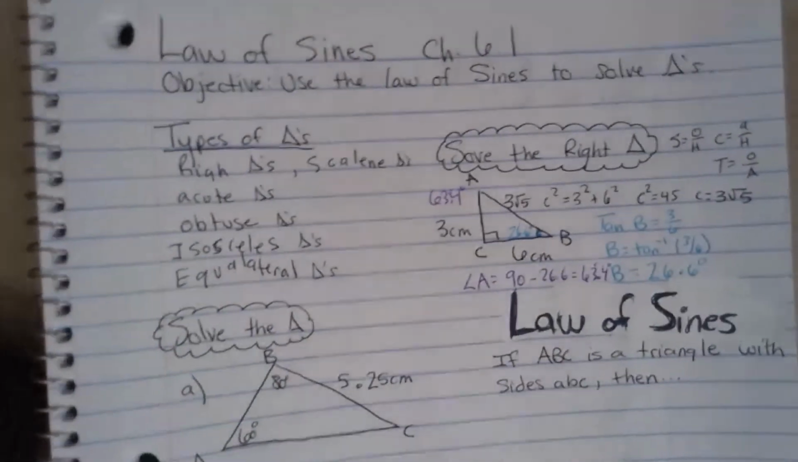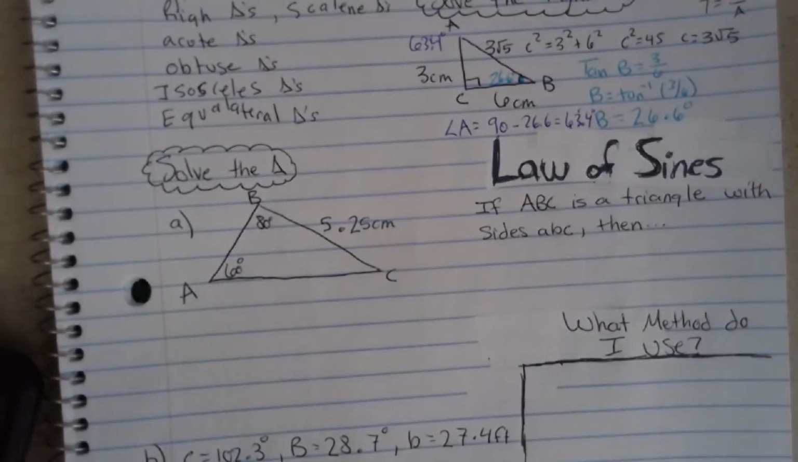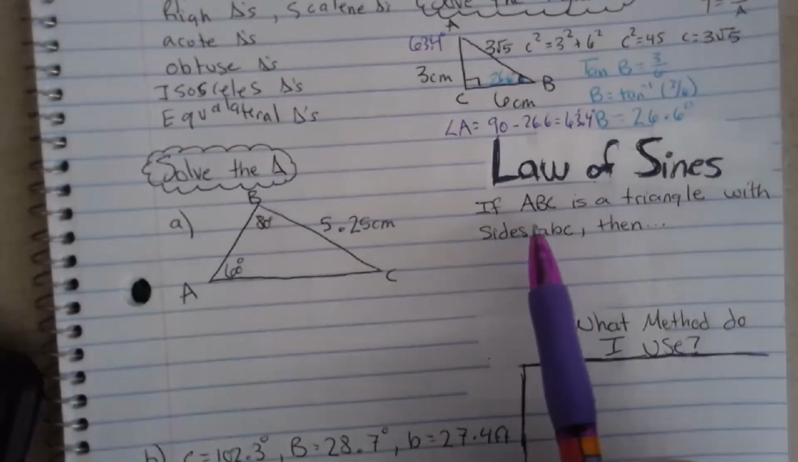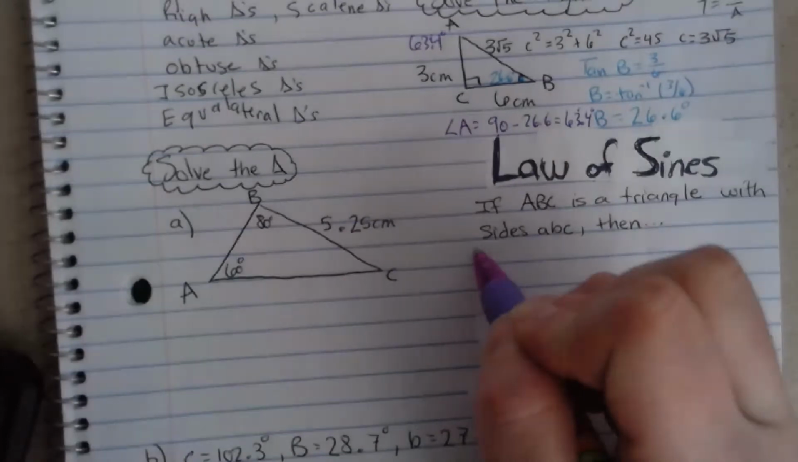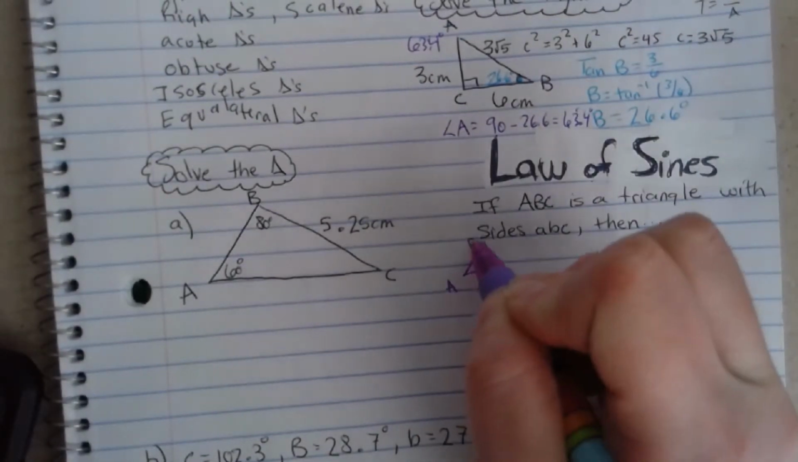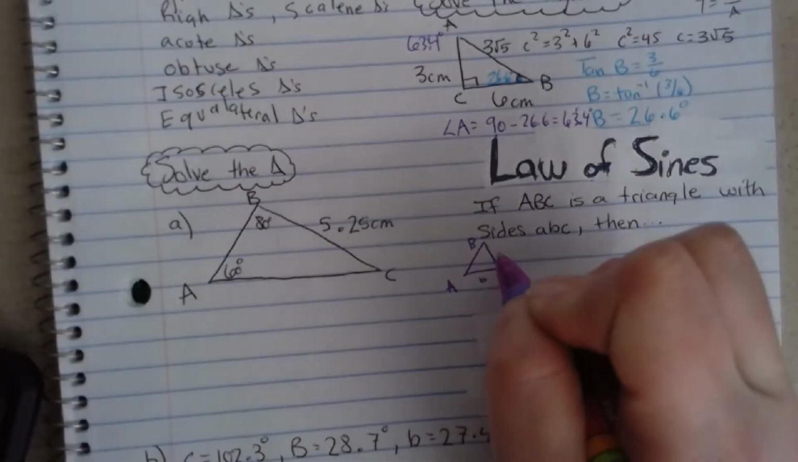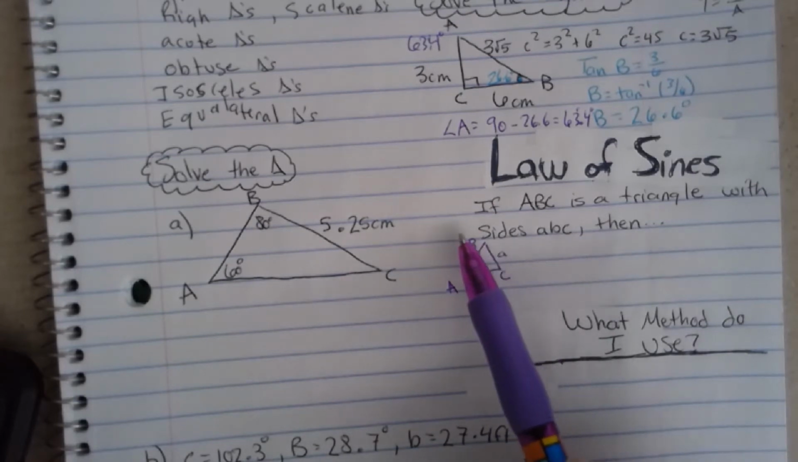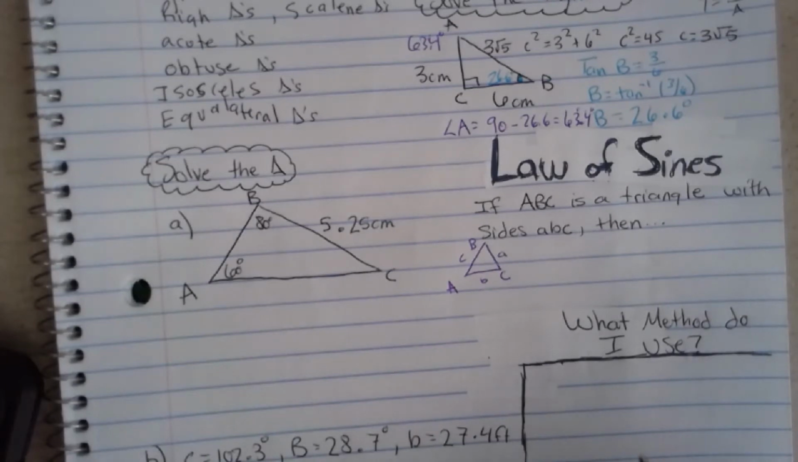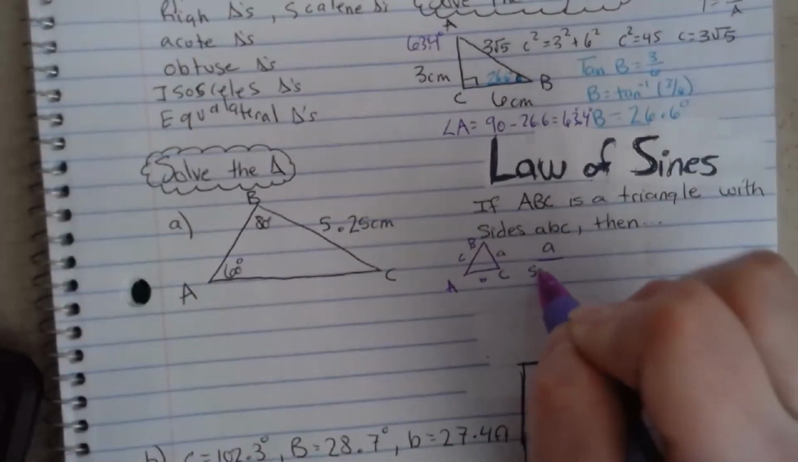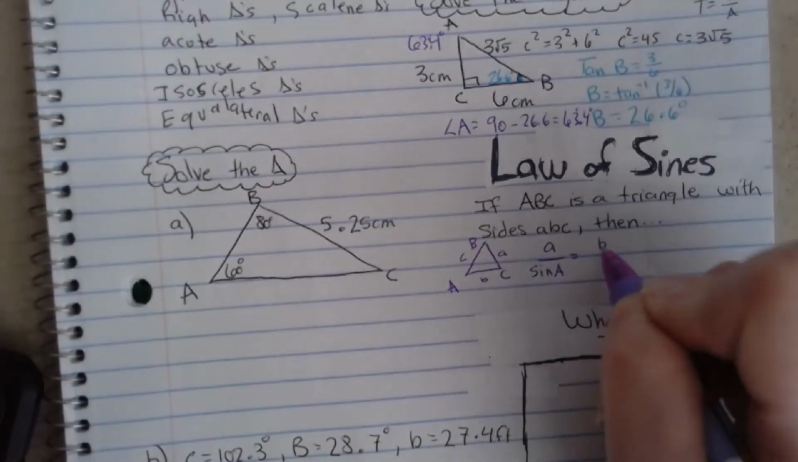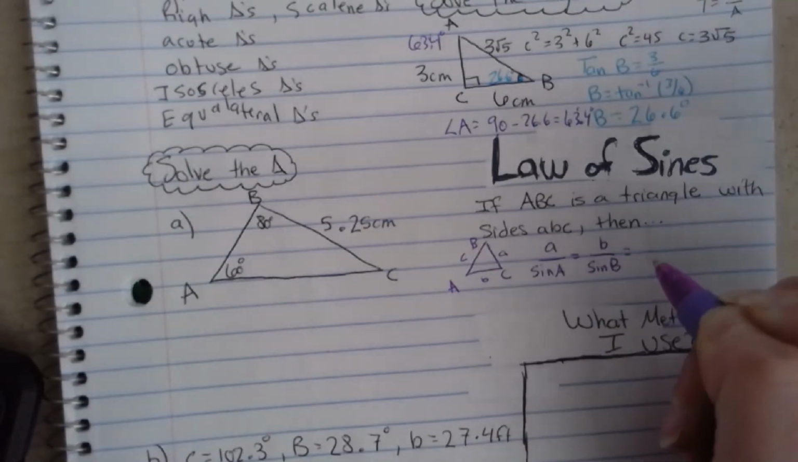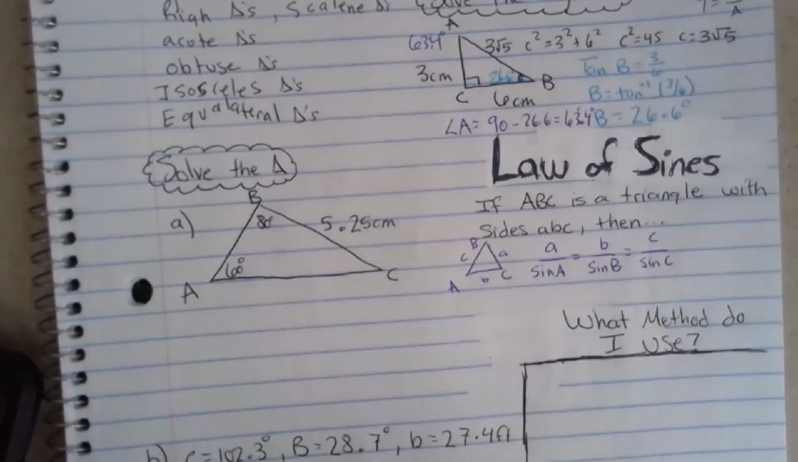But what if we have a triangle that's either acute or obtuse or scalene? That triangle requires a little bit more work. So we have what's called the law of sines. The law of sines says that if ABC is a triangle with side lengths little a, little b, little c, across from angle A is side length a, across from angle B is side length b, and across from angle C is side length c, then we can write a ratio: a over sine A equals b over sine B, which is also the same as c over sine C. So we're setting up a bunch of ratios.